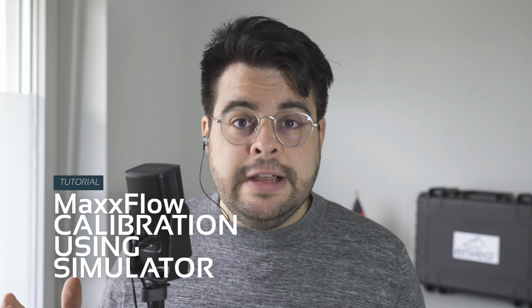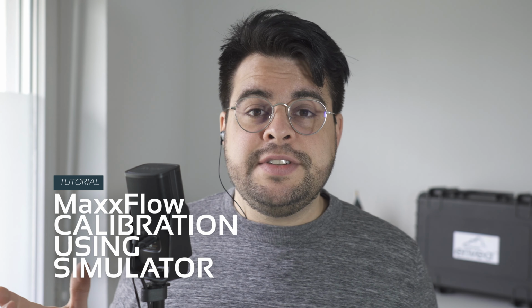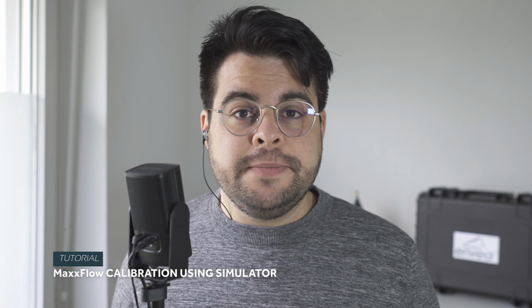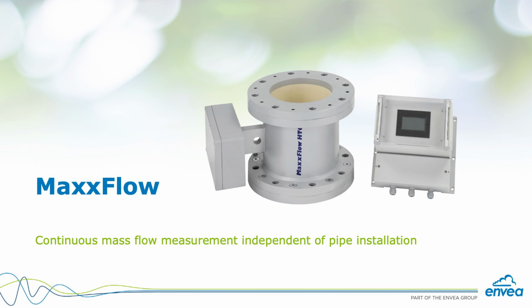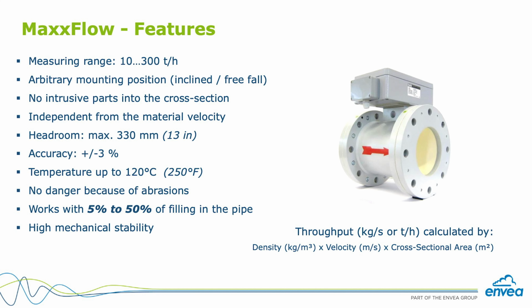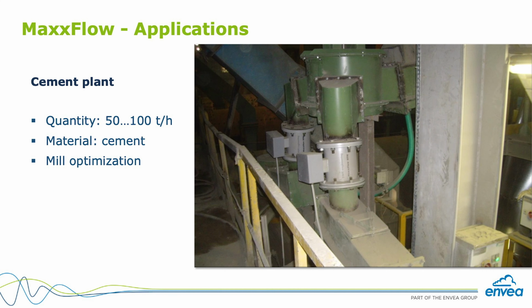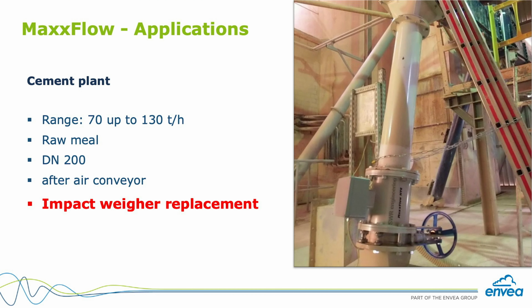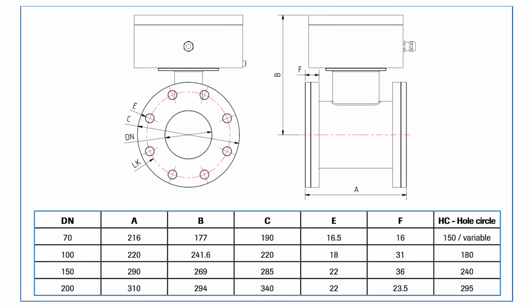In this video, I want to share with you MaxxFlow's calibration process using a simulator. MaxxFlow produces the most accurate and robust sensors for solids and gas measurement. For those who don't know what a MaxxFlow is, it's a sensor for mass flow measurement of bulk solid materials, such as cement, gypsum, sand, and some kinds of grains. The MaxxFlow measures mass flow rates up to 300 tons an hour, and it is available in 3 different sizes: 100, 150, and 200 mm internal diameter.